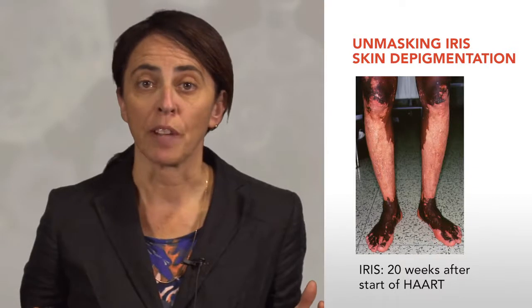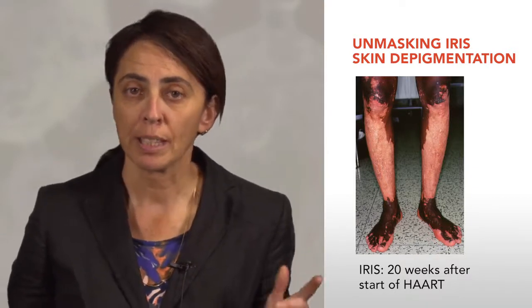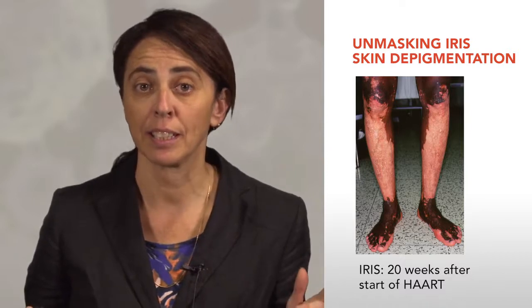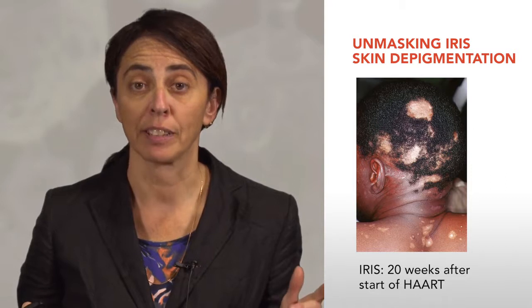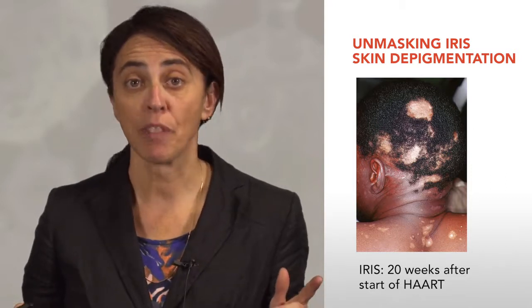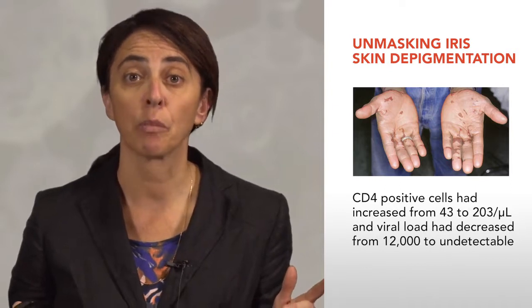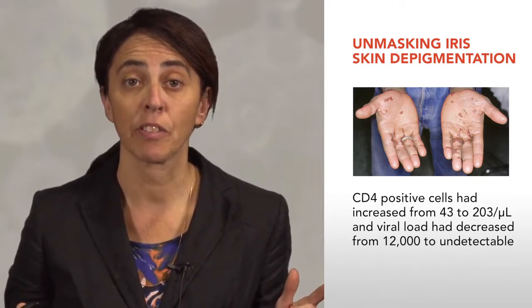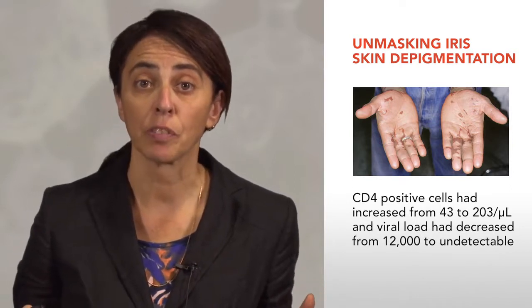Here is an example of unmasking IRIS associated with an autoimmune condition. This patient developed a severe skin depigmentation and alopecia 20 weeks after starting ART. At the time of IRIS, his CD4 positive cells had increased from 43 to 203 cells per microliter, and viral load had decreased from 12,000 to undetectable.